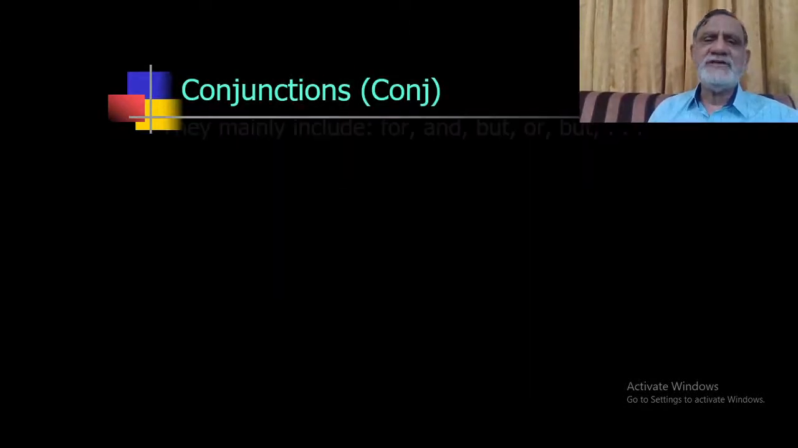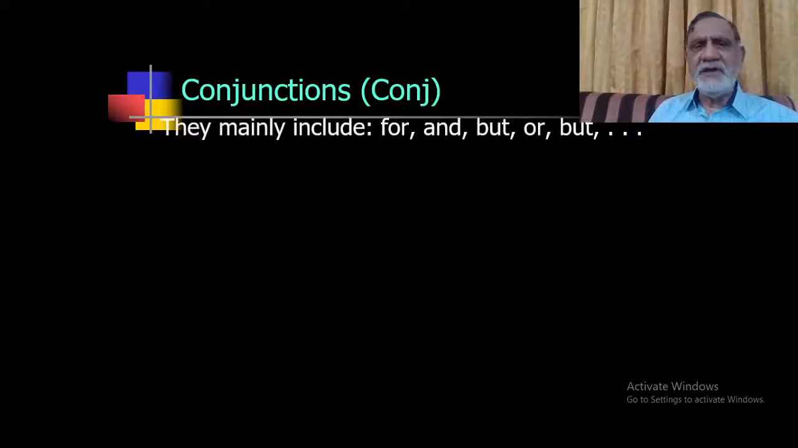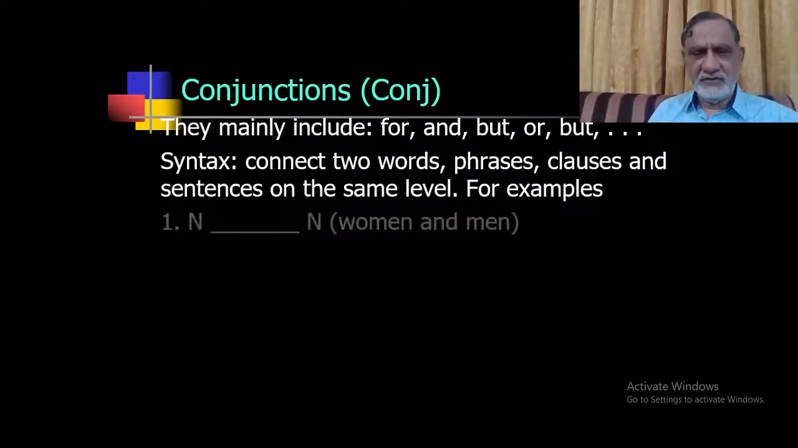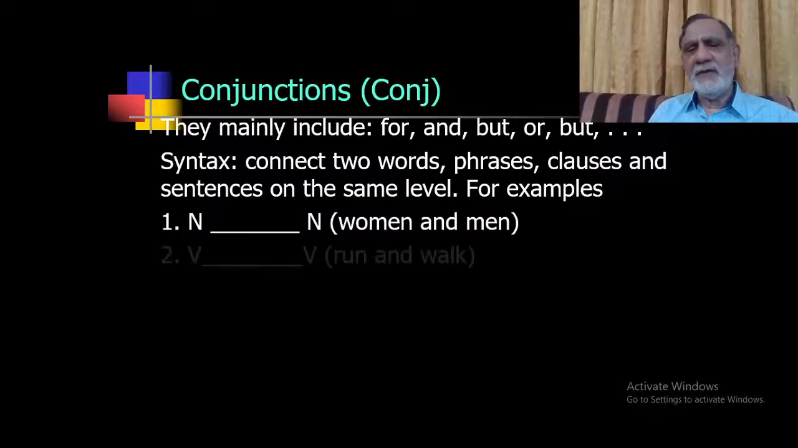Then the next one is conjunctions. They mainly include for, and, but, or, but. But has been written twice. Sorry for the mistake. In syntax, they connect two words, phrases, clauses, and sentences on the same level. An example is this: woman and man.